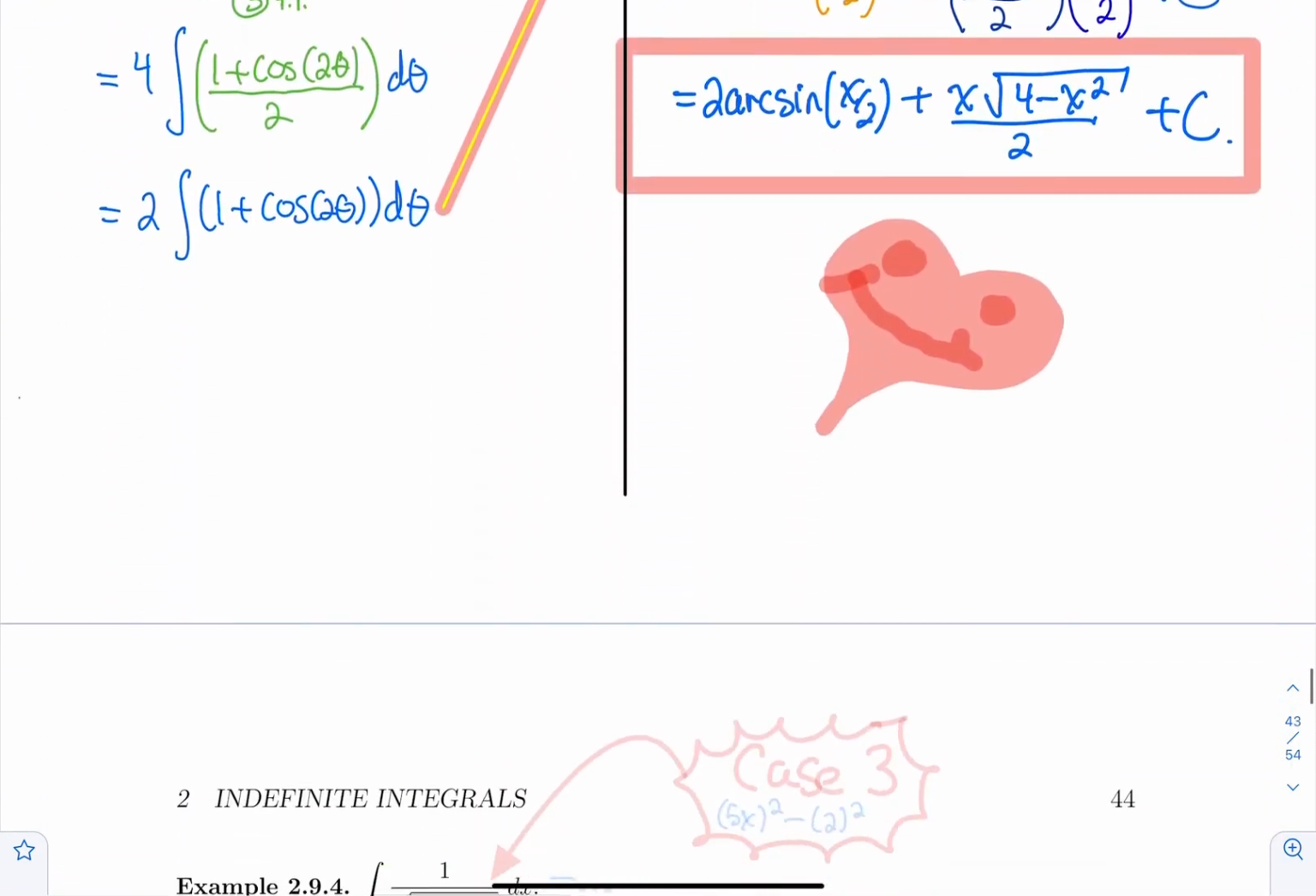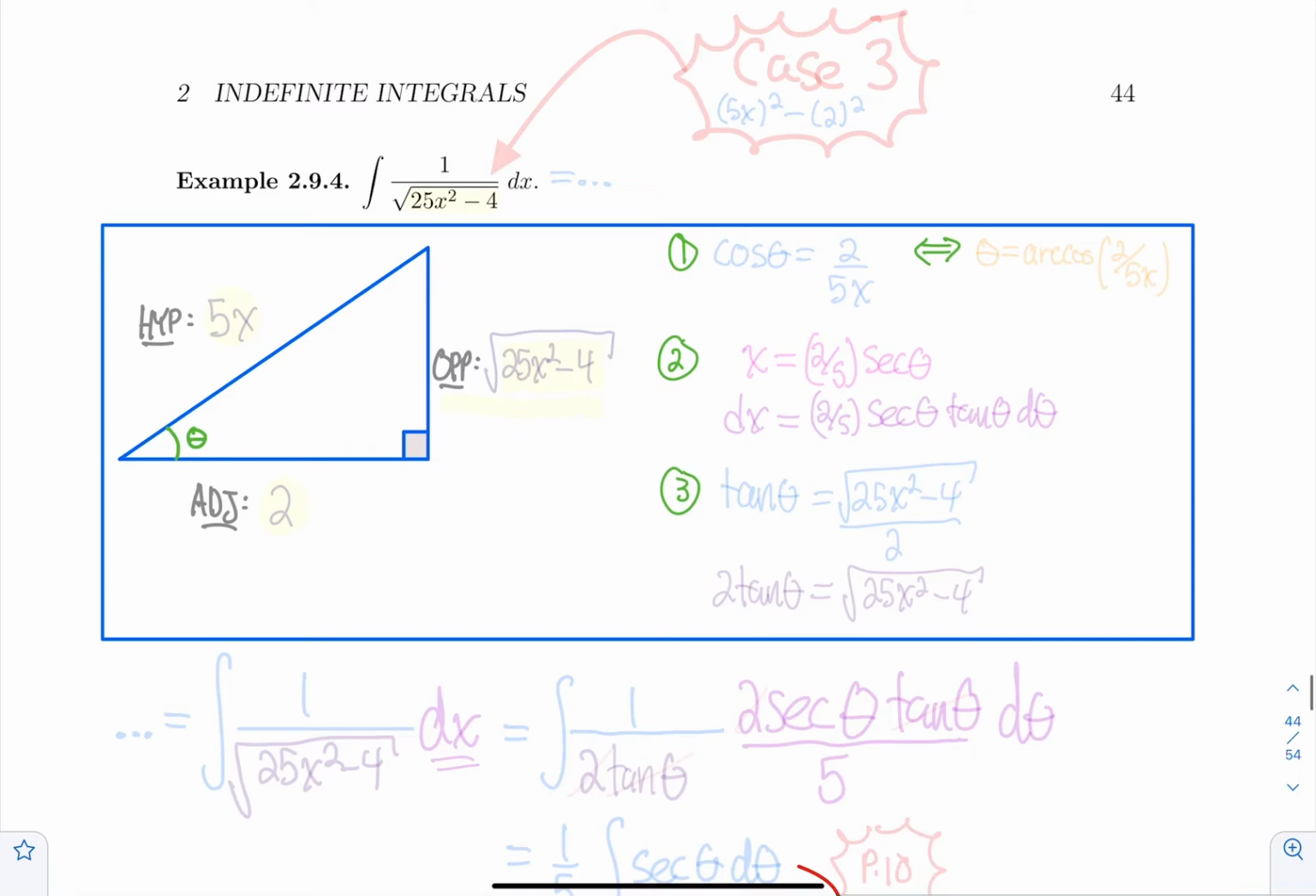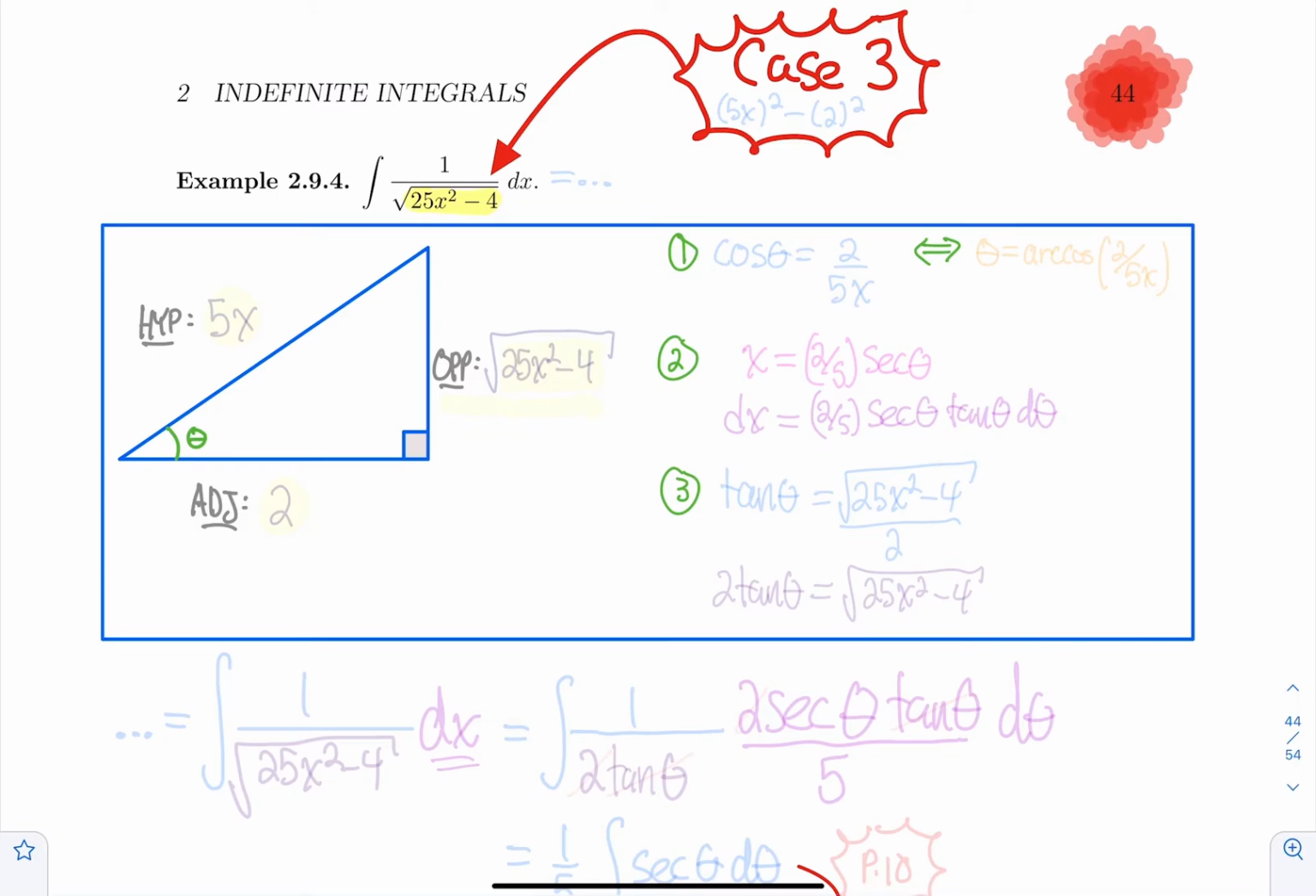All right, so let's compute the integral of 1 over the square root of 25x squared minus 4. So here again, if you think about substitution, by parts, whatever, everything will fail. But what we see inside this formula is a difference of squares. So this is, boom, a case 3 question.